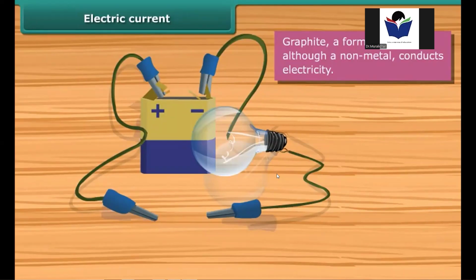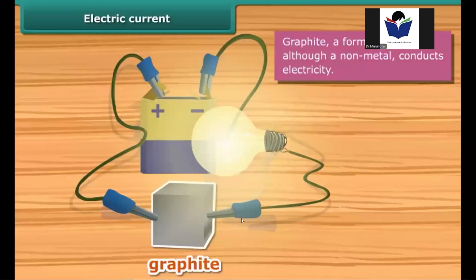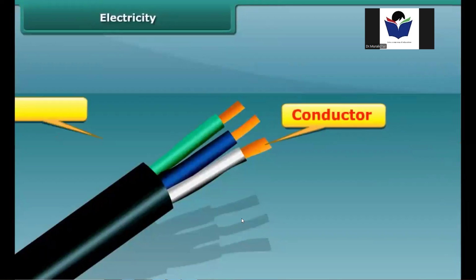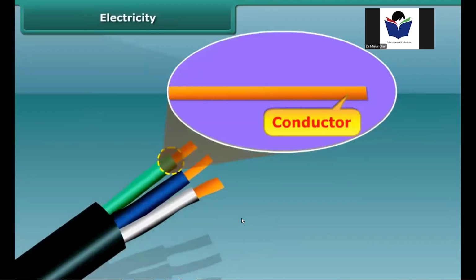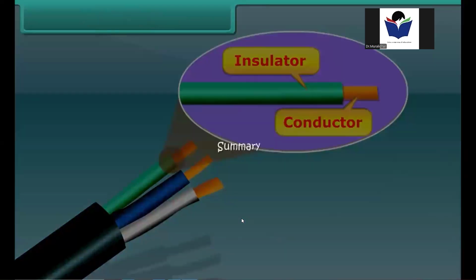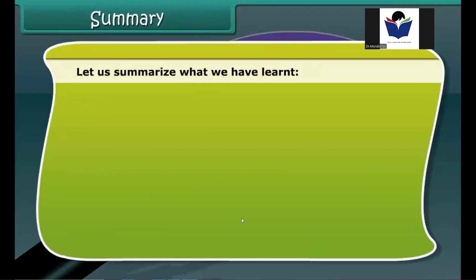Pencil lead is made of graphite. It is a form of carbon. It is a non-metal, but it is a conductor of electricity. It can be tested whether a given material is a conductor of electricity or not. Place the given material between the free ends of wires in an electric circuit.